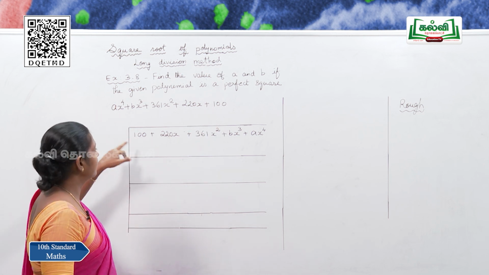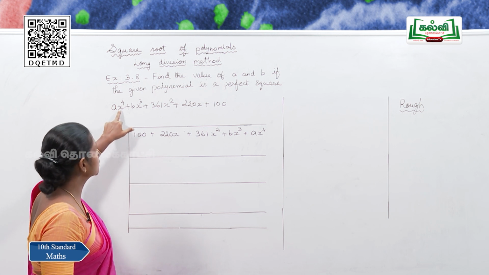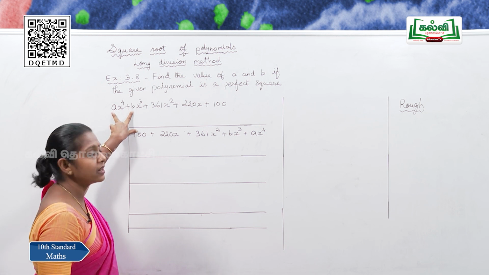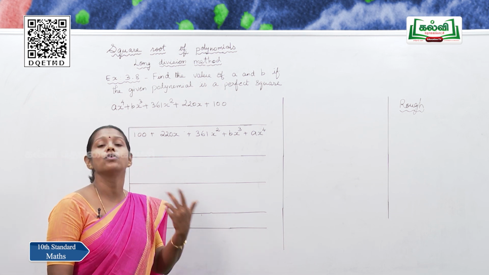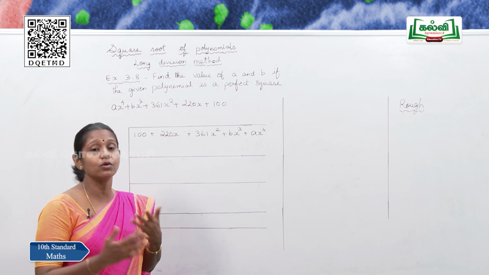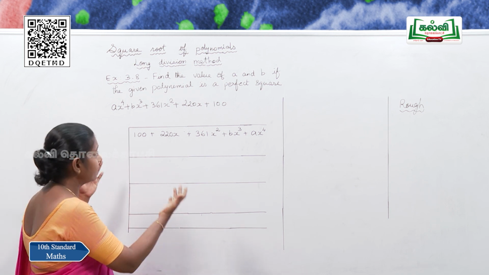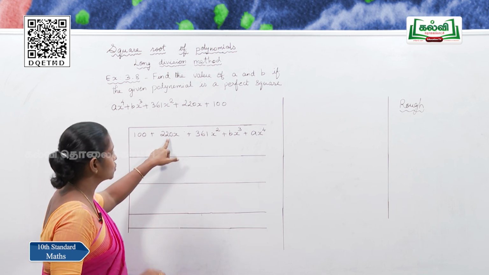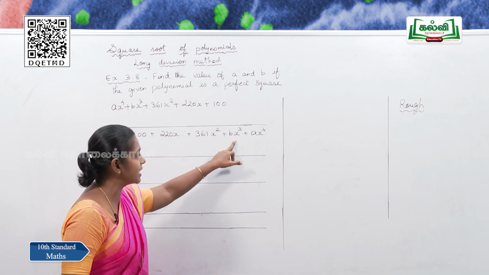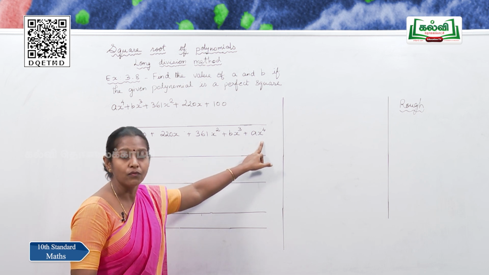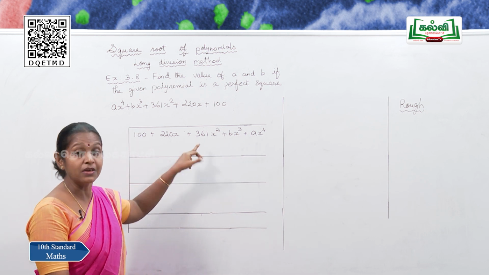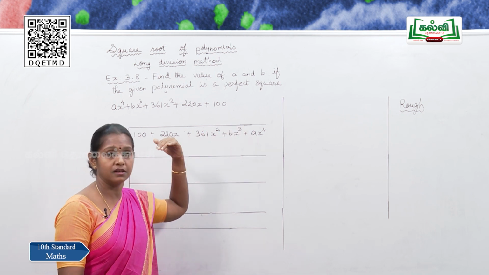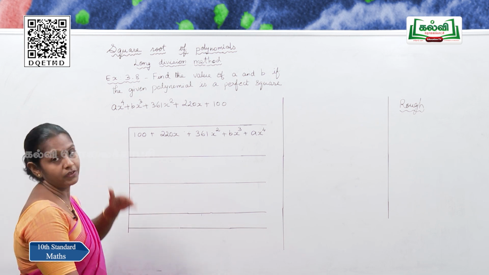I should write as it is. But why did I write like this? See, the coefficients of x to the power 4 and x cube are a and b, some other constants, unknown values. We have to find them. We don't know what they are. So I have to change the question in reverse form. That means 100 plus 220x plus 361x squared plus bx cube plus ax to the power 4. Then it is very easy for me, even easy for you, to find the unknown values when they are given as the last terms. Okay. Now, we will go into the question.